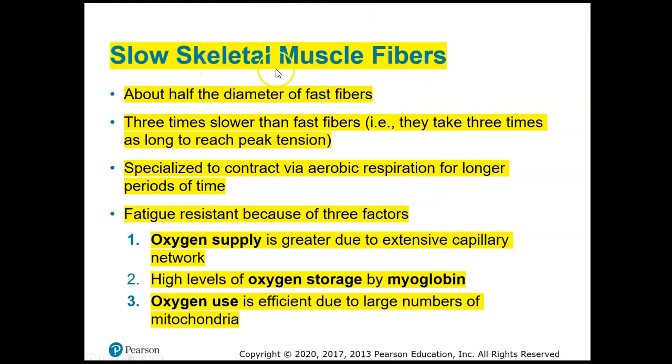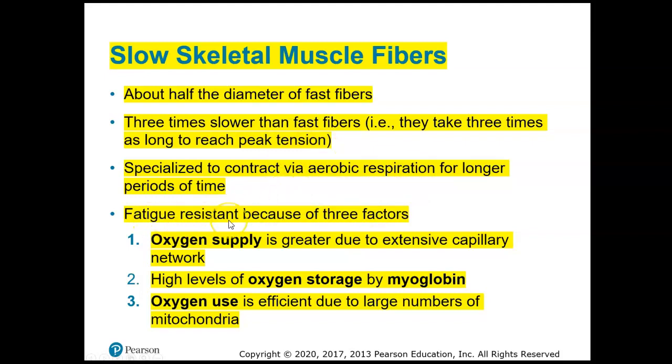Then we have slow skeletal muscle fibers, and these are about half the diameter of fast fibers, so they're skinnier. They are 3 times slower than fast fibers. They take 3 times as long to reach peak tension, but they're specialized to contract using aerobic respiration, and that means they're going to have more ATP available to them, and they have more mitochondria as well.